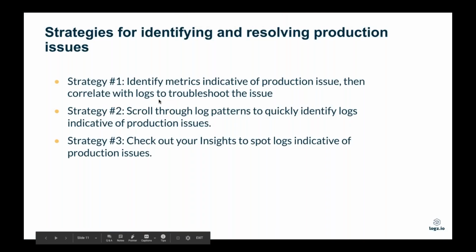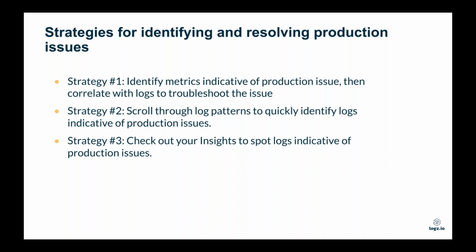Just a quick recap. The first strategy for identifying and troubleshooting production issues is to identify the metrics indicative of the production issue and correlate it with the logs to troubleshoot it. That's what we saw when we went from Grafana to Kibana. The next strategy is to scroll through your log patterns to quickly identify logs indicative of production issues. That's how we first found that Java stack trace exception.